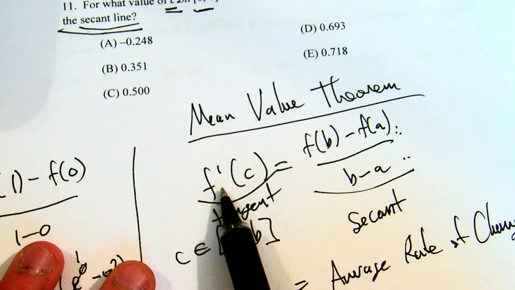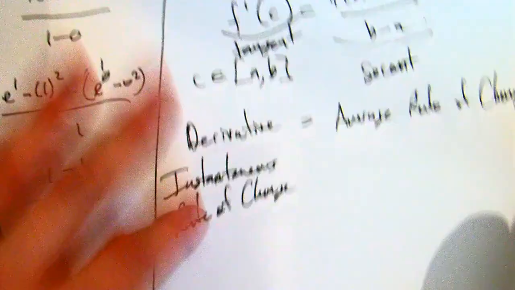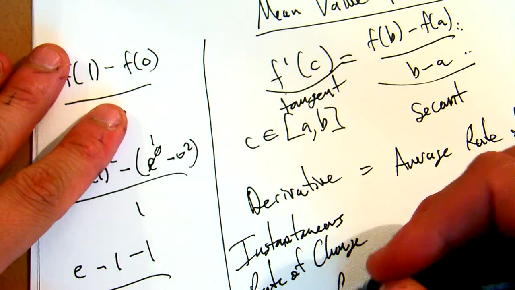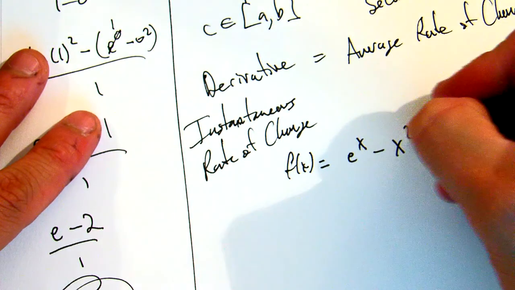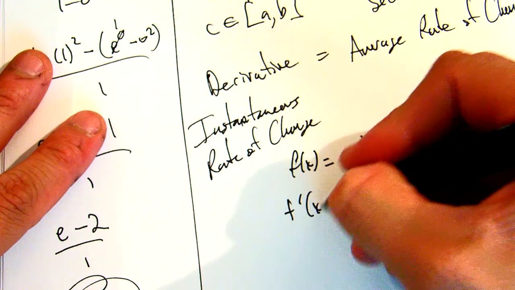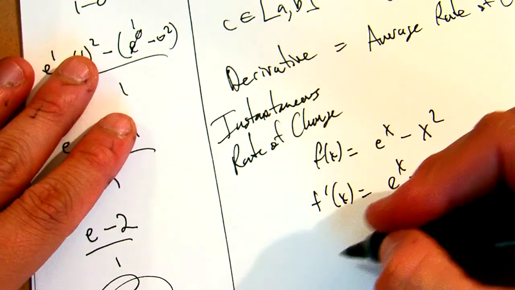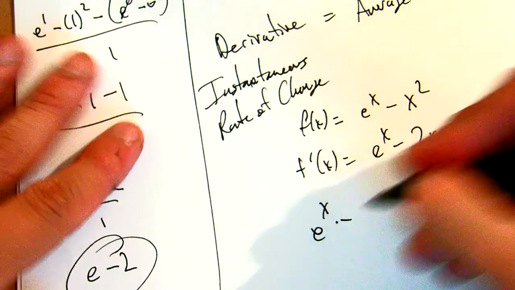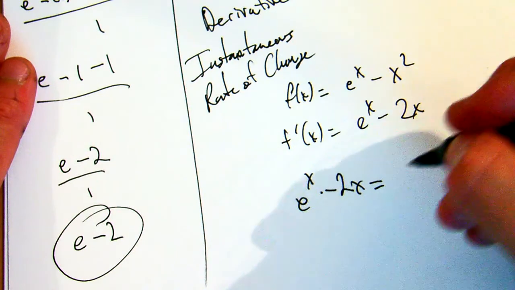So now we just have to set it equal to the derivative. So the derivative of what? Of f of x, which is given here. So we know that f of x is e to the x minus x squared. So f prime of x is e to the x minus 2x. Okay? And now we just set the derivative equal to the average, which was this guy here.